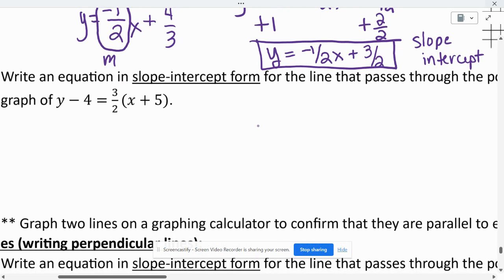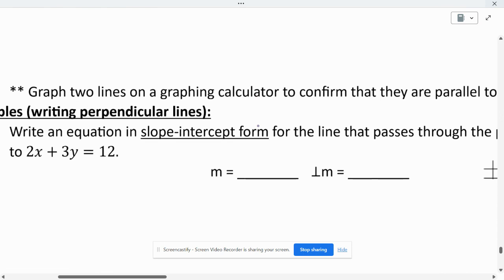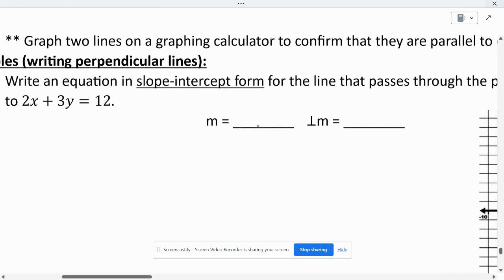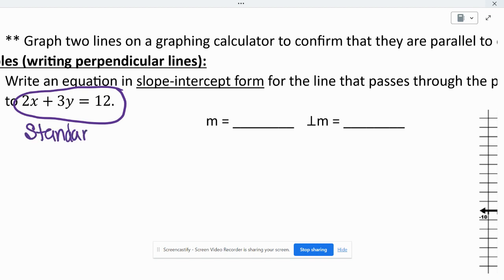I'm going to skip this next one, and we're going to jump down to perpendicular lines. So remember that perpendicular lines have opposite, changes the sign, reciprocal, flip the fraction, slopes. Okay? So tell me about this equation, Amaya. What form is this equation written in? It's in standard. Good job. I need to put it in slope intercept so I can figure out what the slope is.